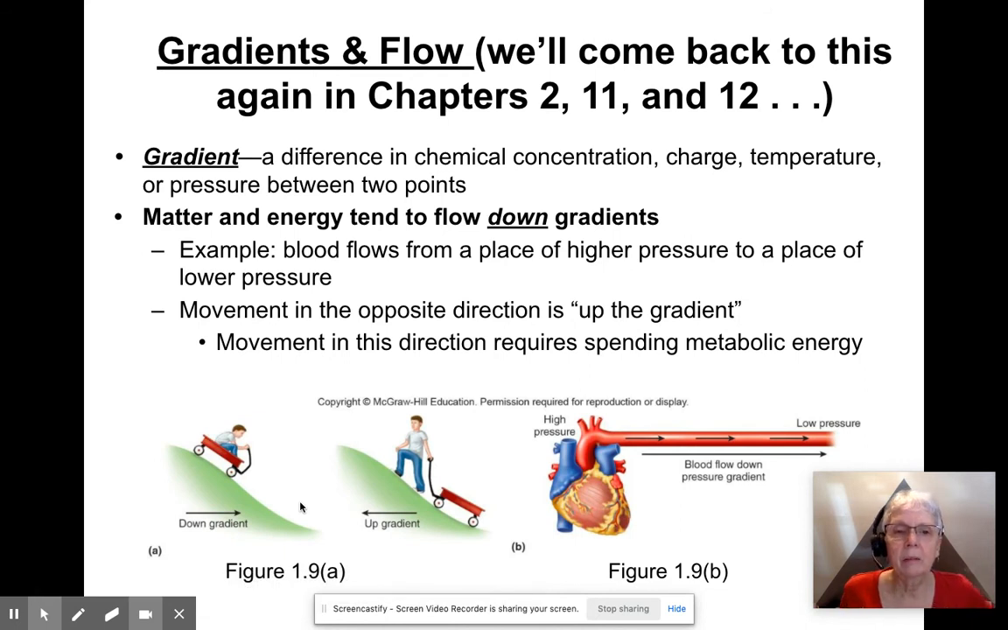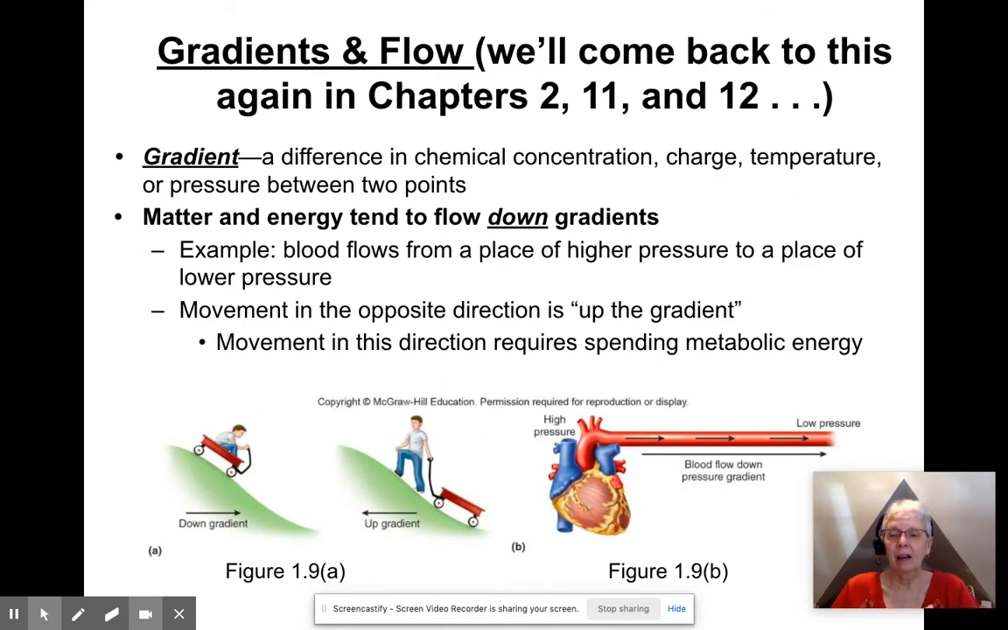So we're going to talk about something about chemistry right now, and what we're talking about is gradients. Now, a gradient is a difference in chemical composition, or a difference in temperature, or a difference in pressure. And what happens is matter and energy both tend to flow down a gradient, which means that wherever the greatest chemical concentration is, the greatest temperature, the greatest pressure, it tries to make it flow to the lowest point.